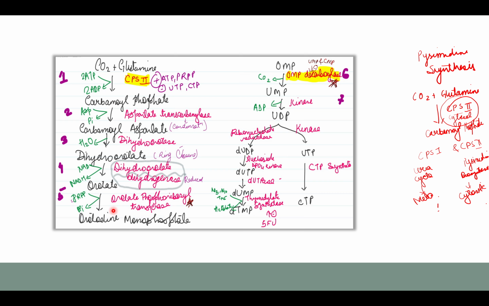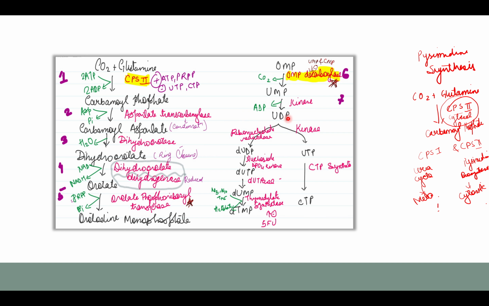Orotate gets converted to orotidine monophosphate utilizing the enzyme orotate phosphoribosyltransferase, utilizing one molecule of PRPP. This orotidine monophosphate, written as OMP, in the presence of the enzyme OMP decarboxylase leads to formation of uridine monophosphate, which gets converted to uridine diphosphate in the presence of kinase. The enzymes orotate phosphoribosyltransferase and OMP decarboxylase are an example of a bifunctional enzyme.